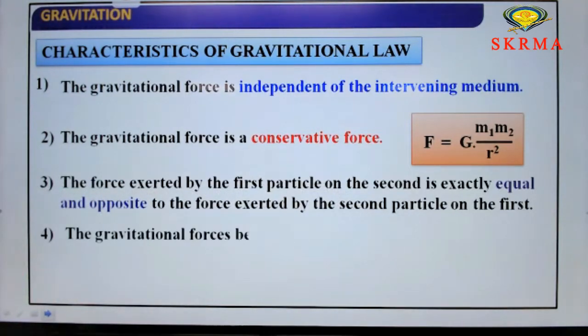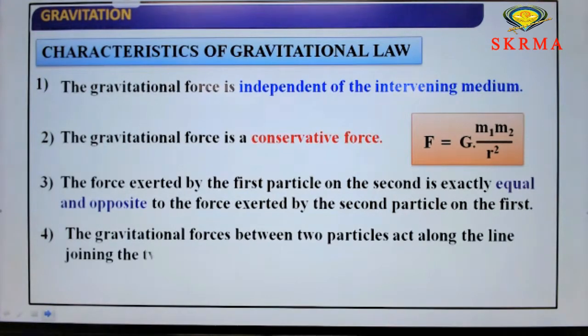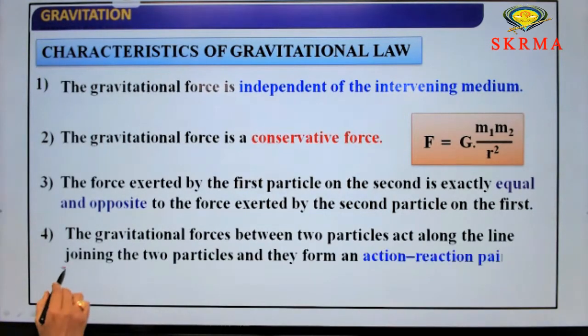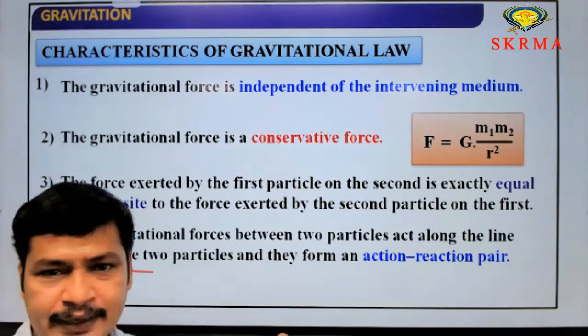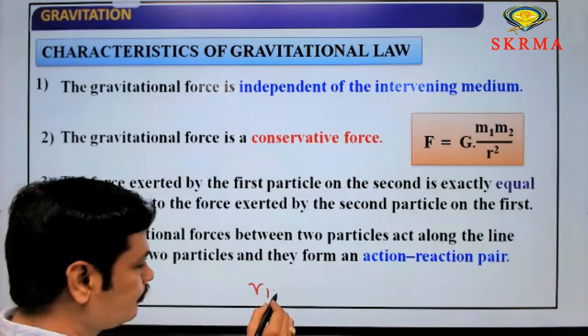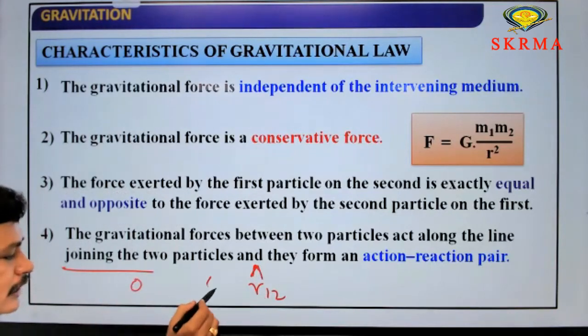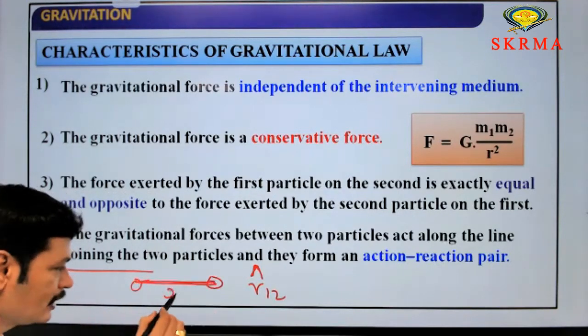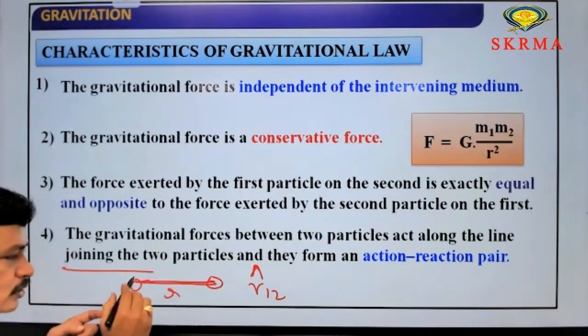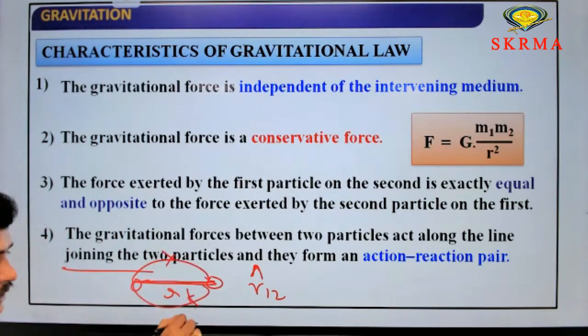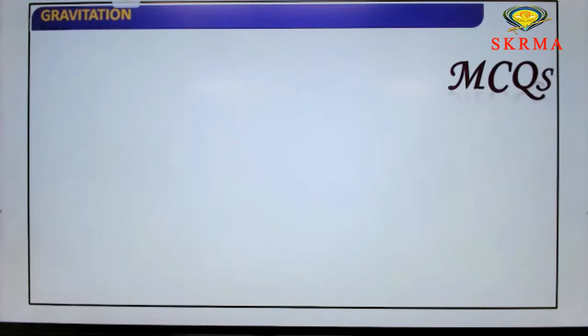The last one is that the gravitational force between two particles acts along the line joining them. That's why I represent the vector direction as R12 cap; the cap represents direction. This is r. The force is acting along this direction only, not in this direction or this direction. The force acts along the line joining the two masses. That is the next important property.